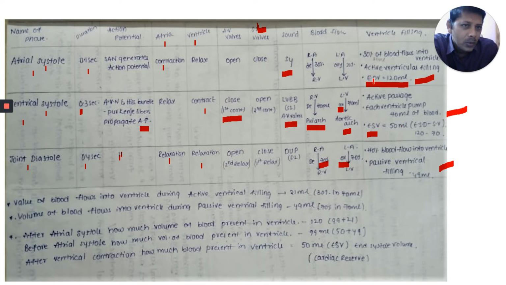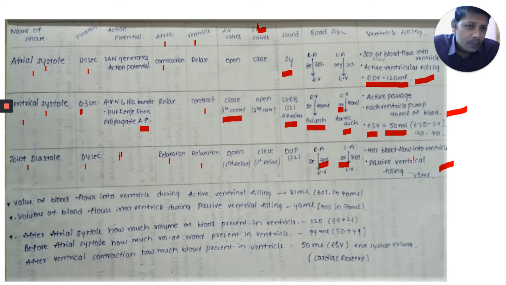How? End diastolic volume how much? 120. Stroke volume how much? 70. If you subtract 70 from 120, you get 50 ml, that is called end systolic volume. Okay, this is very, very, very important. Last year one bit was asked, in mock test papers also, several bits are based on this topic.